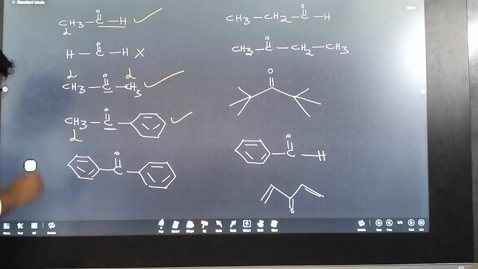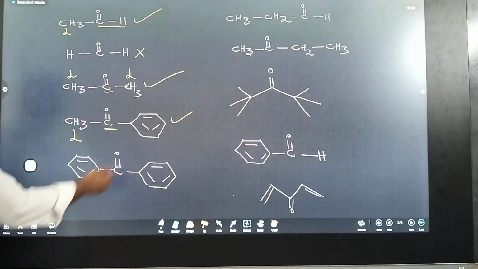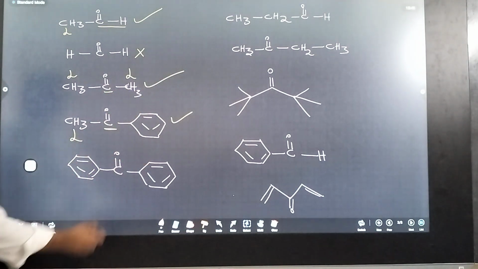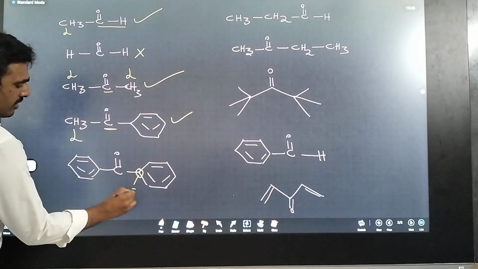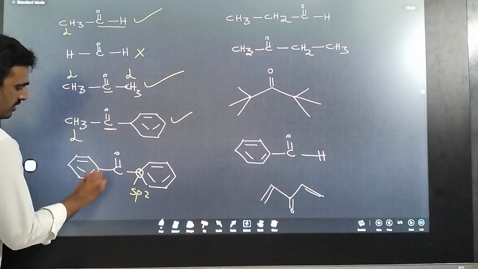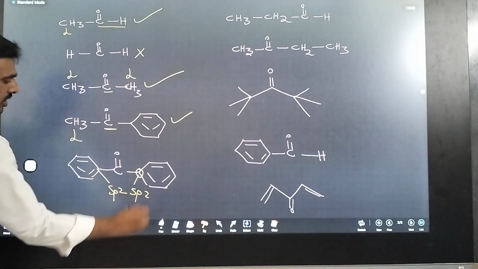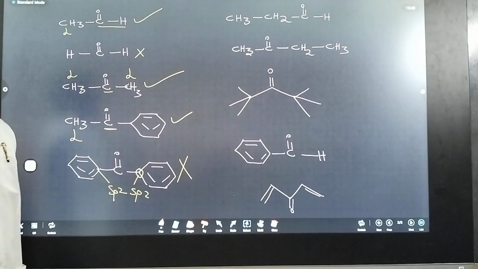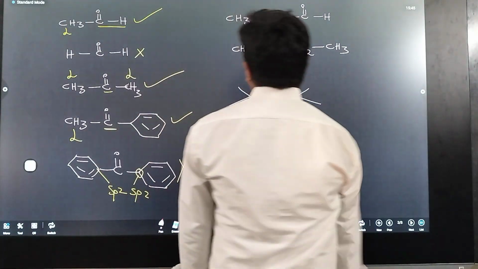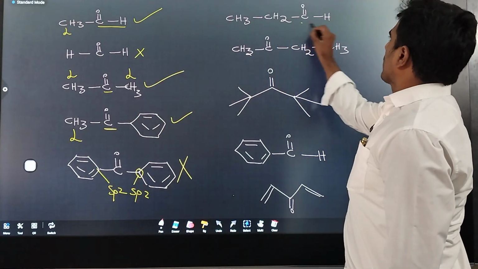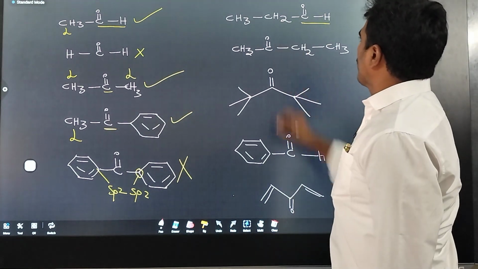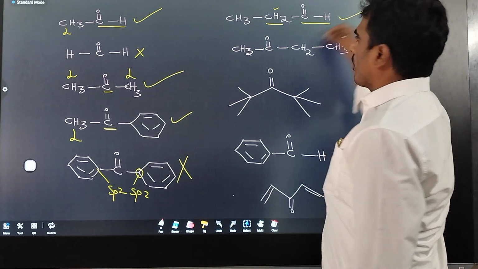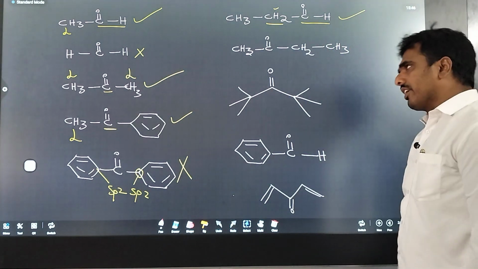Next, this is benzophenone. Here there is no alpha carbon. This carbon is sp2 hybridized, and this is also sp2 hybridized. So that's why this does not participate in aldol condensation. One more example. This is a functional group, and the adjacent carbon is an alpha carbon. Here alpha hydrogens are there. That's why this also participates in aldol condensation.